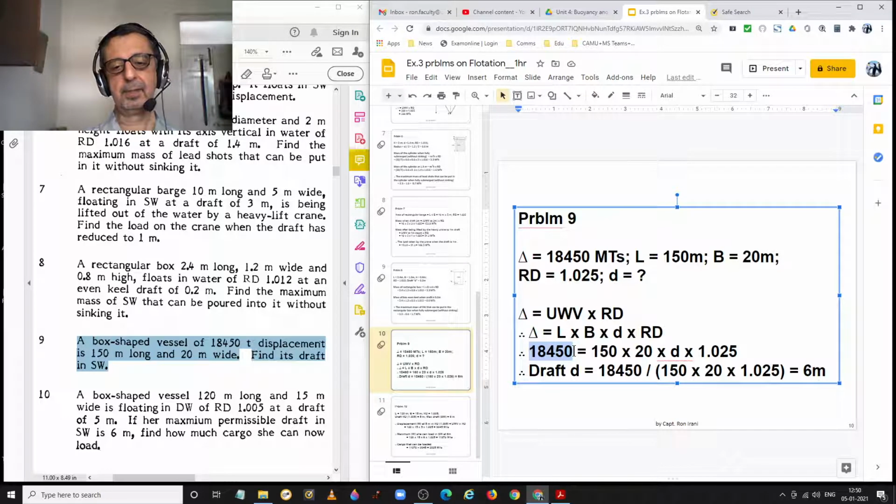18,450 metric tons is the displacement, length is 150, breadth is 20, and the relative density in which the body is floating is of salt water 1.025. Thus the draft is equal to 18450 divided by, in the denominator, 150 by 20 by 1.025, and you get the draft equal to 6 meters.